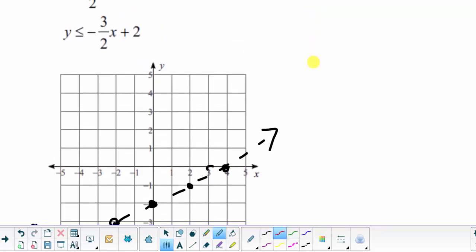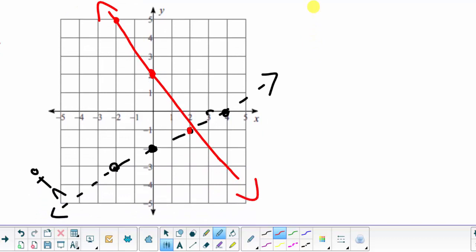We've got -3/2 x plus 2. So I'm going to go positive 2 and put a dot. I'm going to go down 3 over 2. Looks like I can go back 2, up 3. And now it's a less than or equal to, so that means it's a solid line. I'm going to draw my line the best I can. And less than means the side we can't walk on.